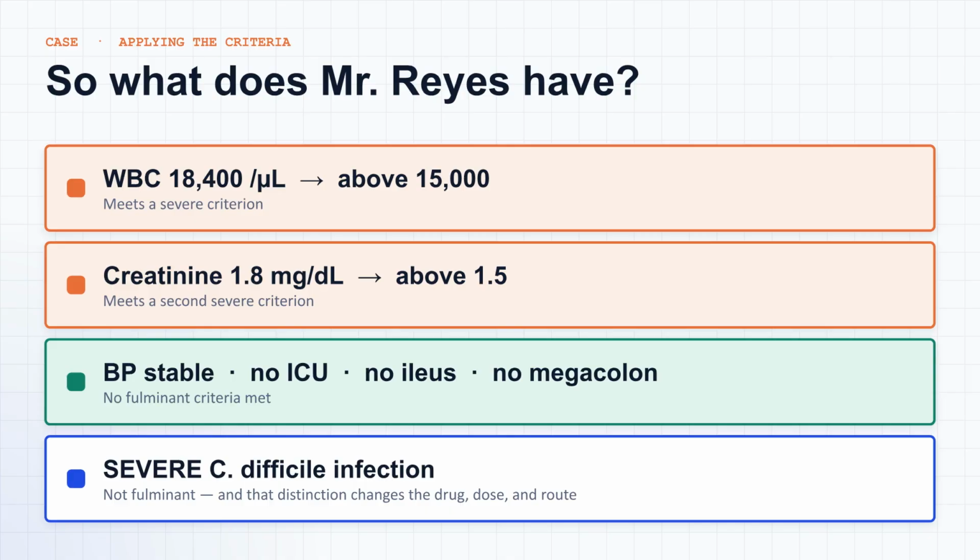That distinction is not academic. It changes the drug, the dose, and the route. And notice what did not matter. His fever, his heart rate, and his lactate are not part of the classification. Useful clinically, but not part of the definition.